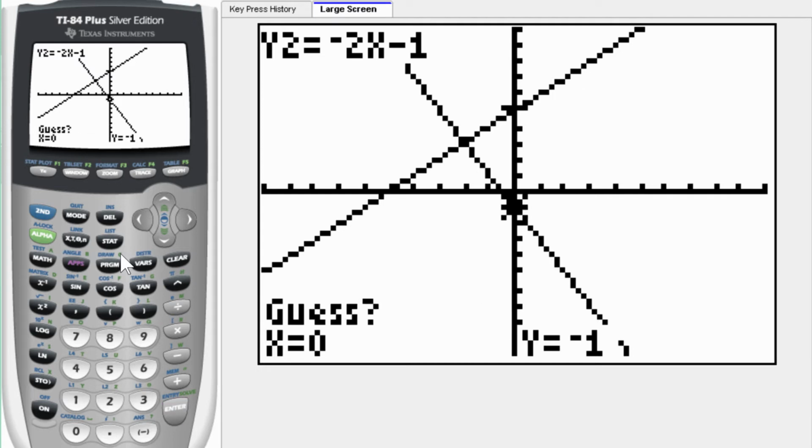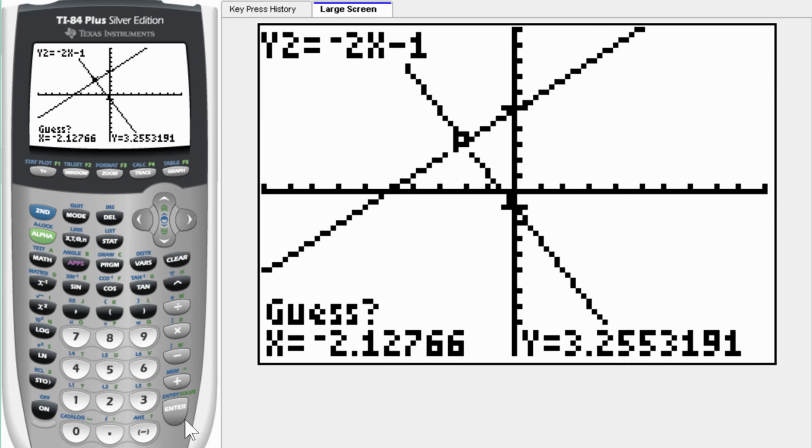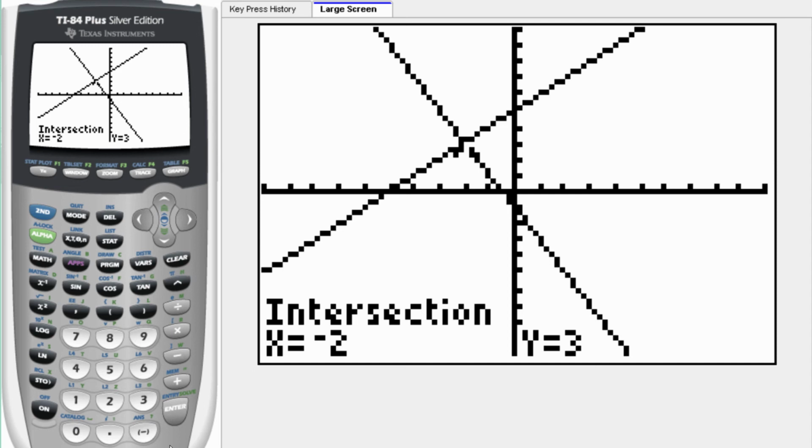Now you don't have to move your cursor, but sometimes it's a little more accurate if you can move your cursor closer to where you think the intersection point is, and then press enter. And then your calculator will calculate that intersection point for you.